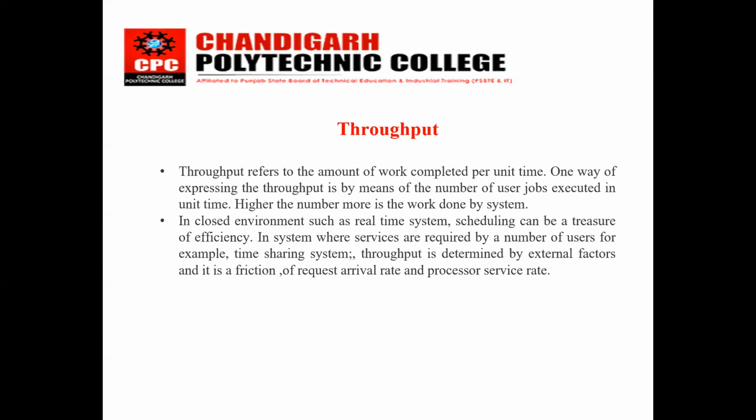In closed environments such as real time systems, scheduling can be a measure of efficiency. In systems where services are required by a number of users, for example time sharing systems, throughput is determined by external factors, and it is a function of request arrival time and processor service time.